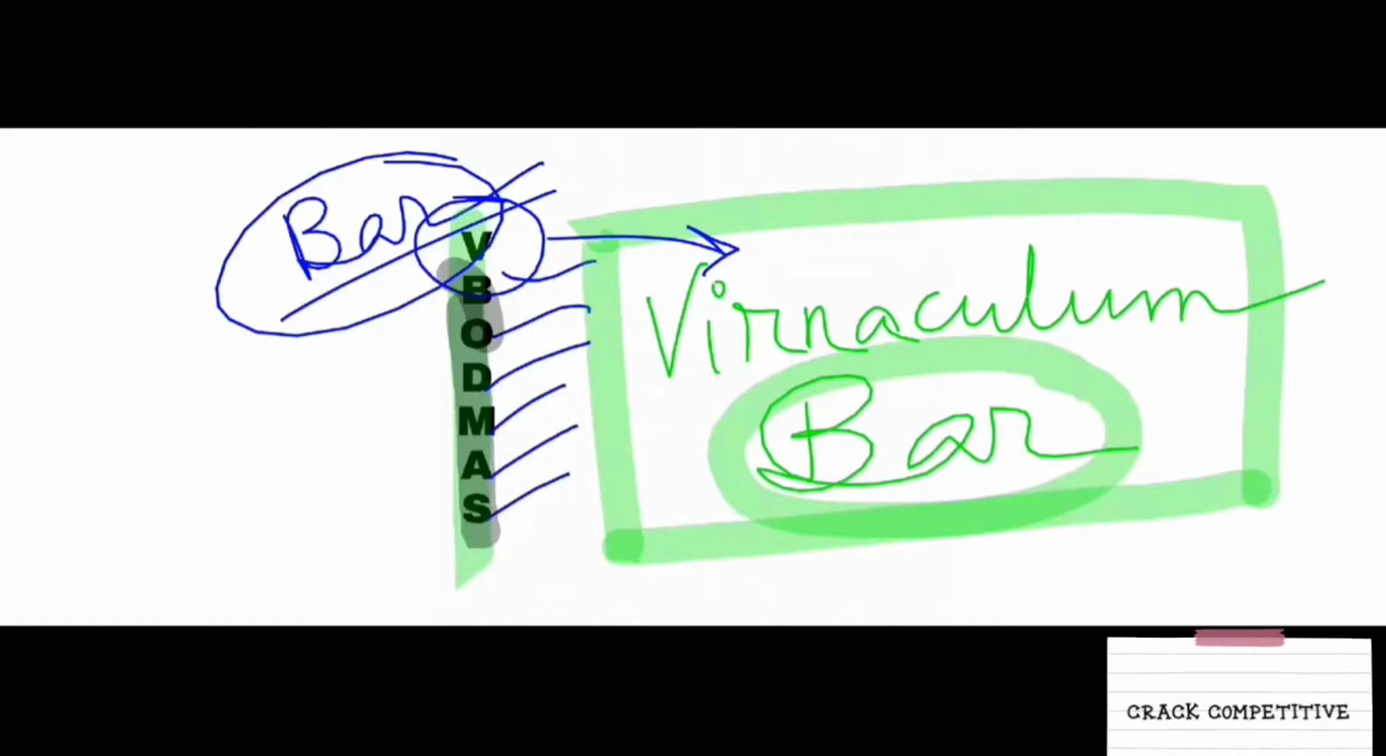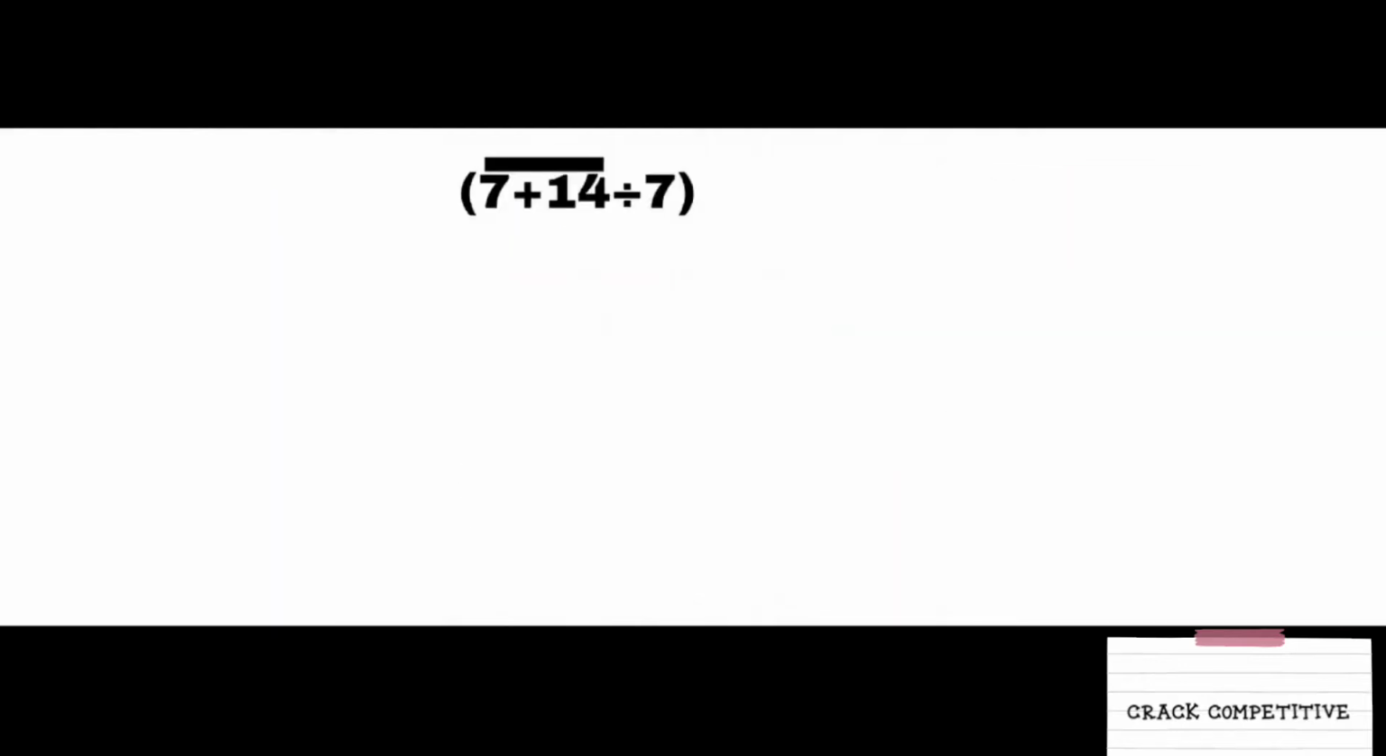What does this vernaculum bar look like? It just comes like this. You have seen problems like 3 plus 4, with the bar over the sum. This is the vernaculum bar, whatever you call it. This is the problem you have to solve. What will you do first? According to the BODMAS rule, you would do the division first, and the plus will come later, as the second part.